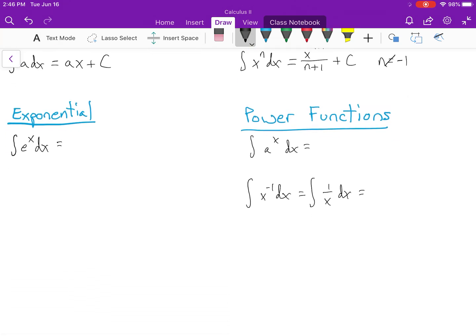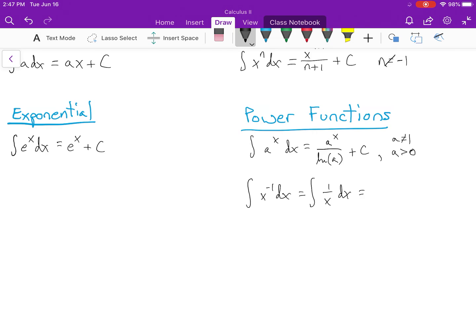Exponential is another fundamental one. So the integral of e to the x dx happens to be the same, e to the x plus some constant c. And then you start getting into some more obscure ones, such as these power functions, the integral of a to the x dx, where a is some constant. And this is a to the x power over the natural log of a plus some constant c. And there are some restrictions here. a cannot be 1, and it has to be positive because of the natural log function.